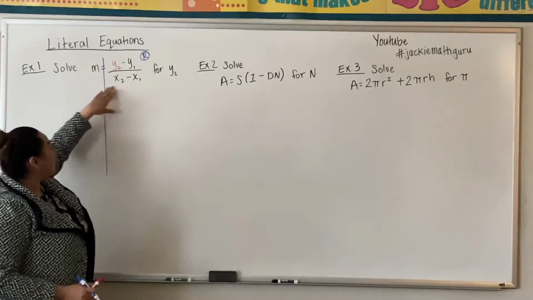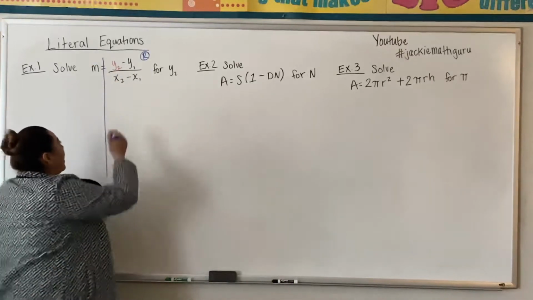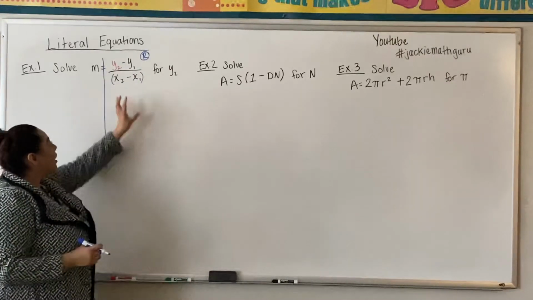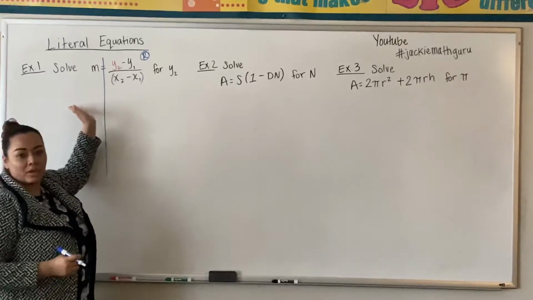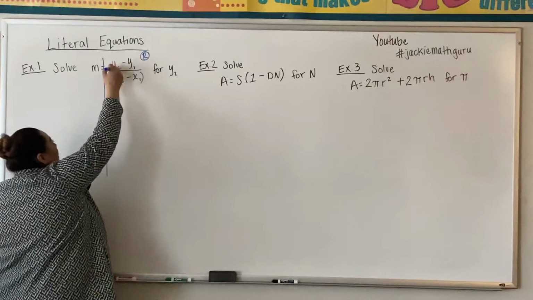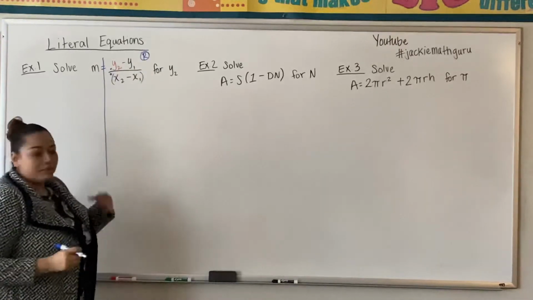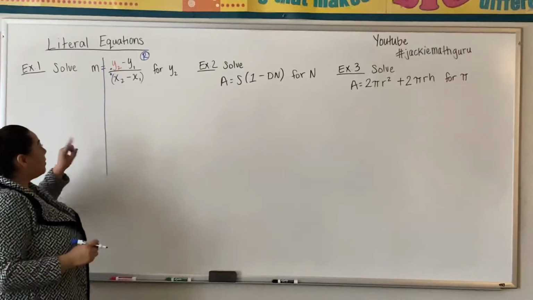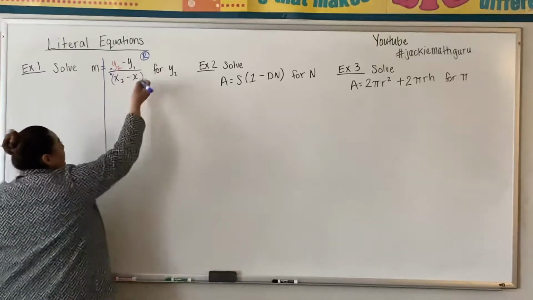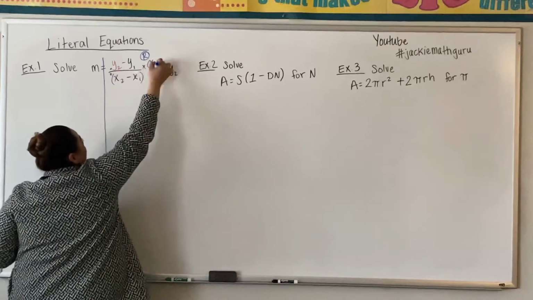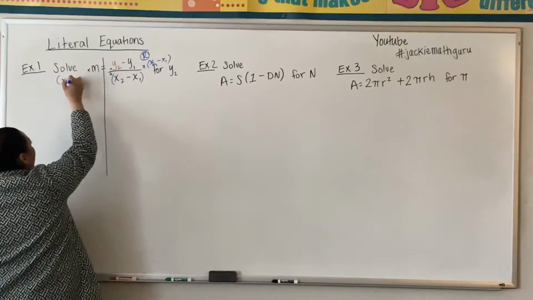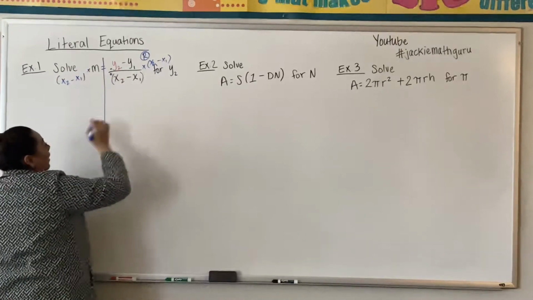If you see, we have the x2 minus x1 at the bottom. That's going to be together, so I'm going to put it in parentheses just so you can see it. We're going to get rid of that and send it to the other side. We have a fraction. A fraction means division. The opposite of division is multiplication. So we're going to multiply both sides by our denominator, the bottom letters in this case. So we're going to say times x2 minus x1 on this side, and times x2 minus x1 on the other side.